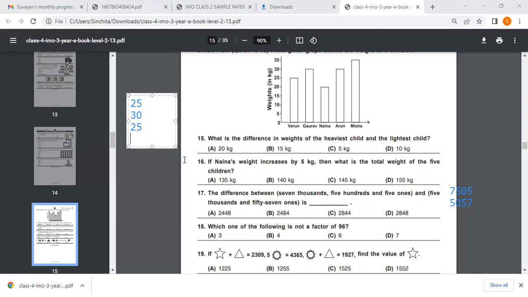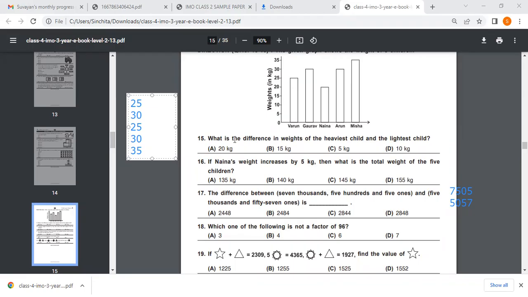Now, Shruti, tell me what is the weight of Arun? Not Varun. Arun, 30. Very good. Arun is 30. Okay, what is the weight of Misha? 35. Very good. Now, add all these numbers, beta. You just have to add these numbers. Add it, you will get the correct answer.